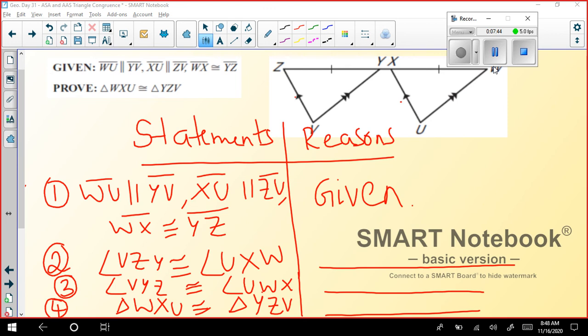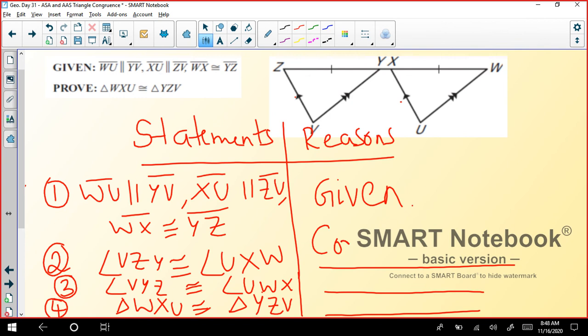As you all listed out, the second reason was the corresponding angle congruency postulate. For the third as well, it's the same reason, the corresponding angle congruency postulate.